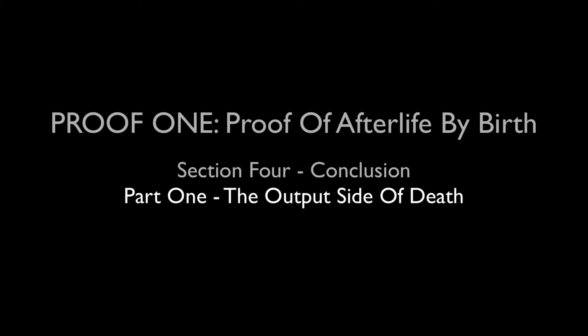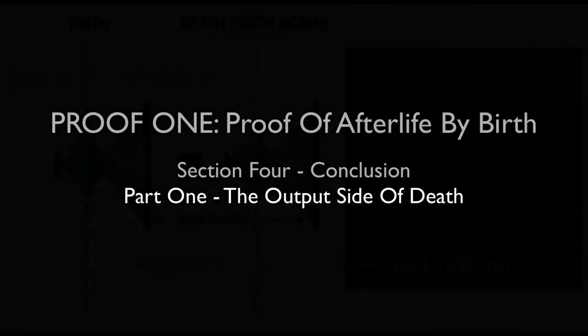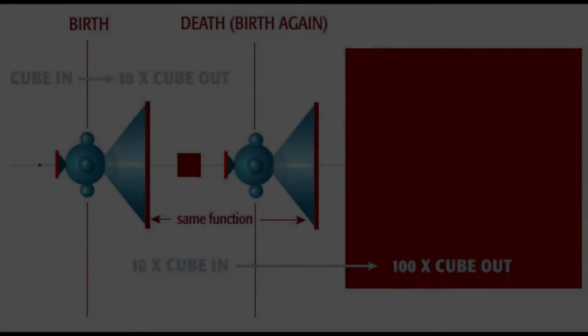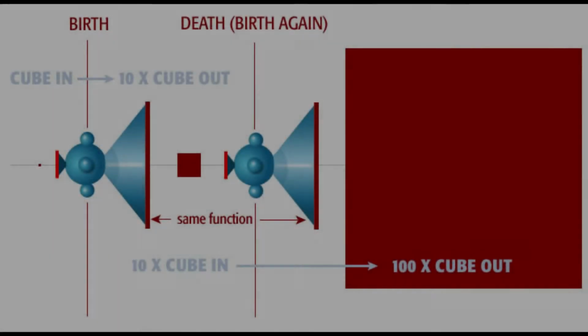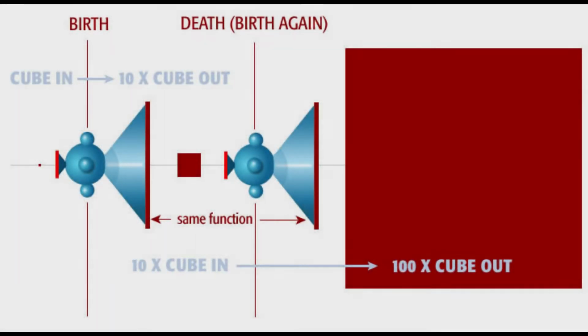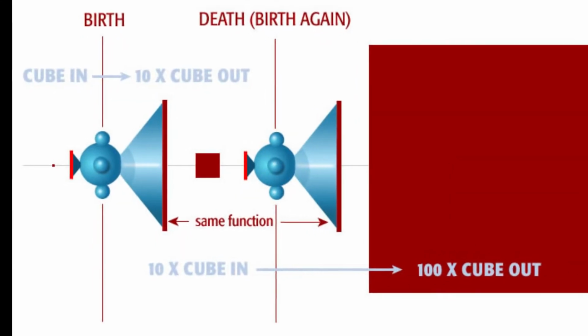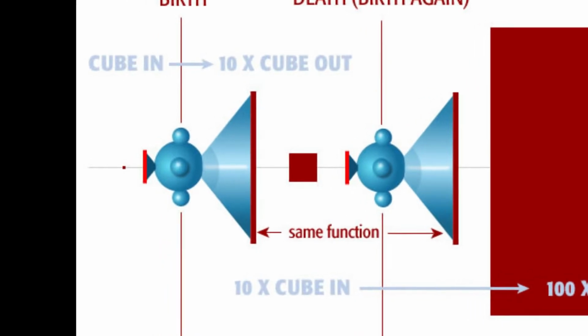of Afterlife by Birth, Section 4. Conclusion. Part 1. The output side of death. To understand how afterlife works, I want to look at the diagram here. We are going to look at birth in a limited sense first to get an idea of the type of thing that happens at the end of life, as shown here.